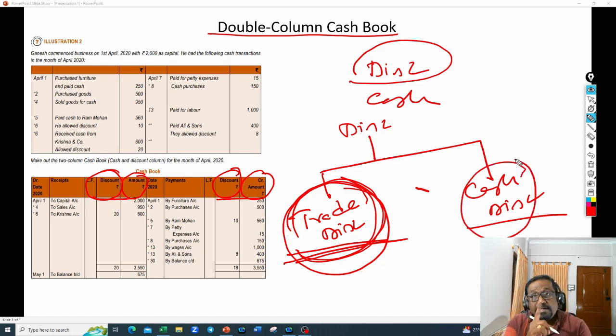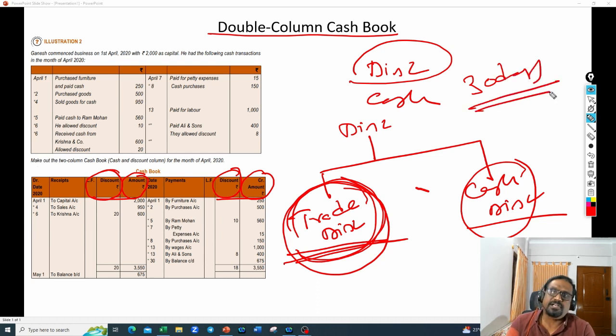Whereas cash discount you have to show. What is this cash discount? Very simple, guys. Cash discount is the discount given to the buyer at the time of making payment. For example, I purchased goods from the supplier. The supplier said, I'm giving you 30 days credit.